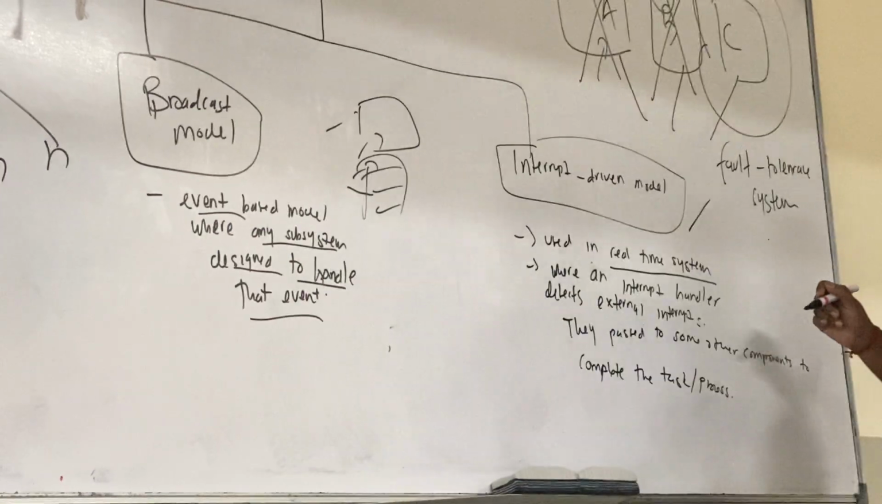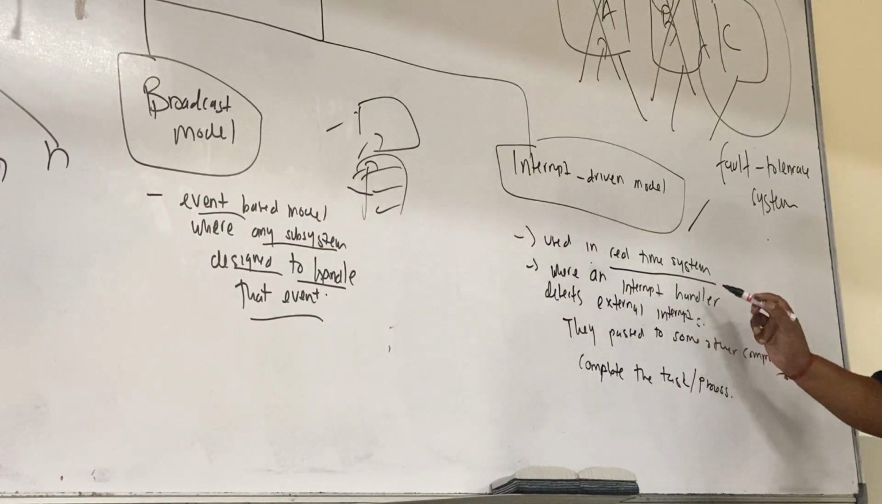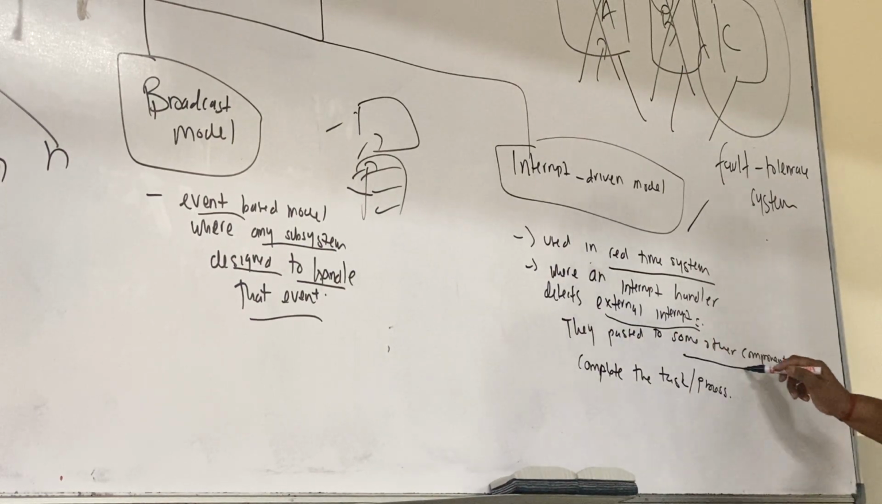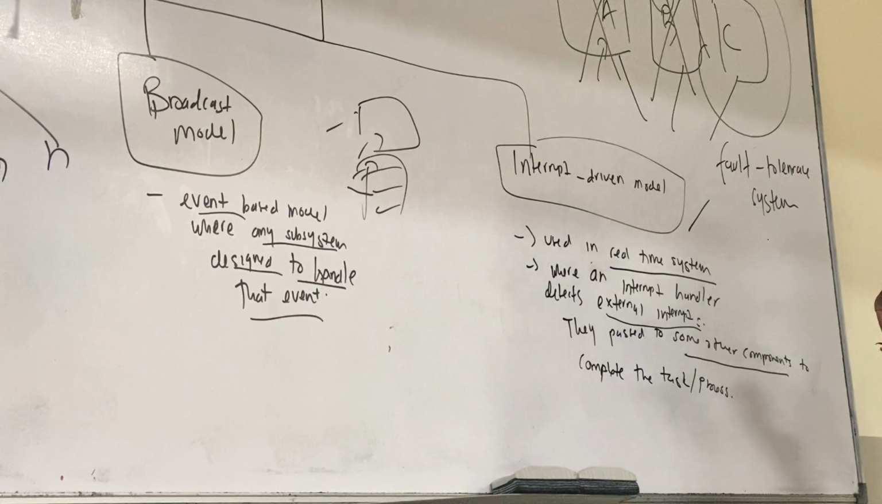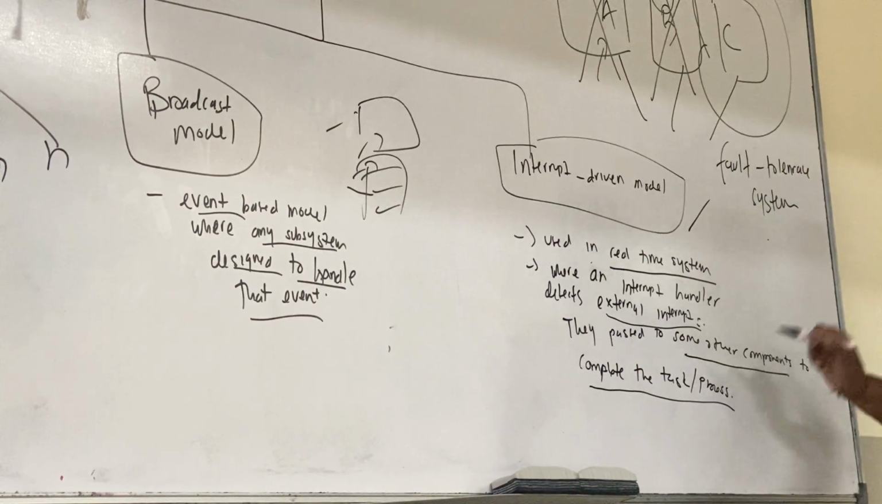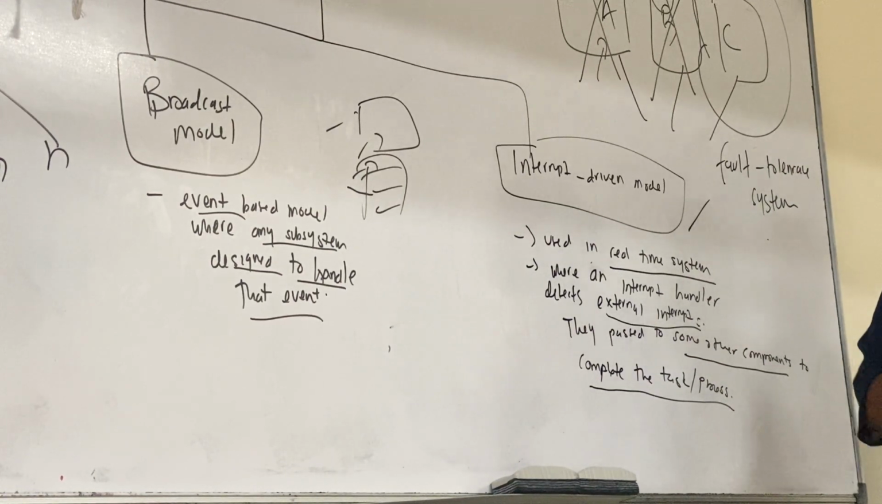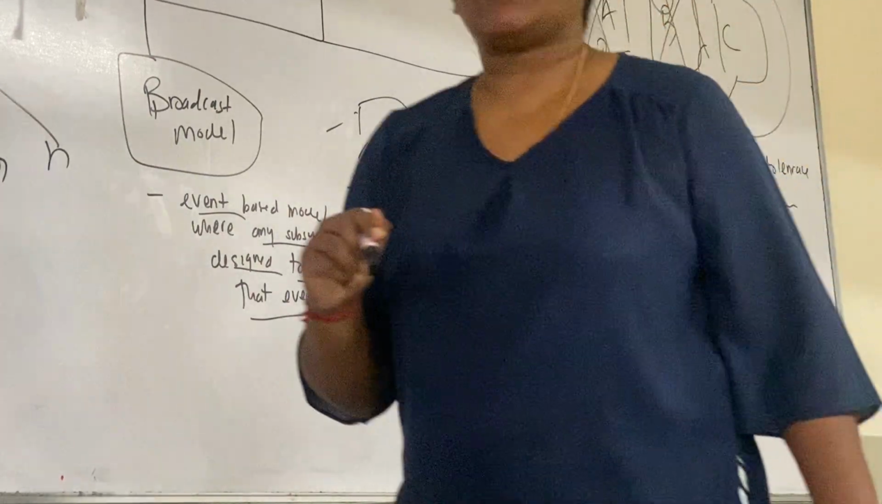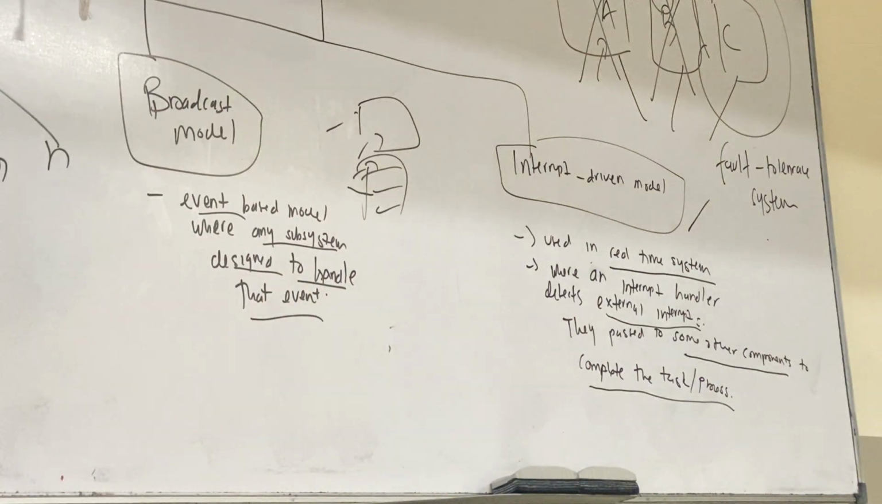Understand? So as you can see here, an interrupt handler detects the external interrupts, so they pass to some other components to complete the task. Okay? So this is what I wanted to explain in the tutorial. Please take note. Alright, so you can start answering your tutorial 6 now.